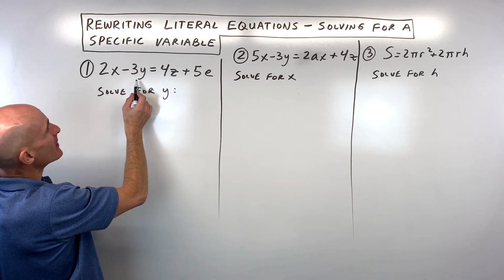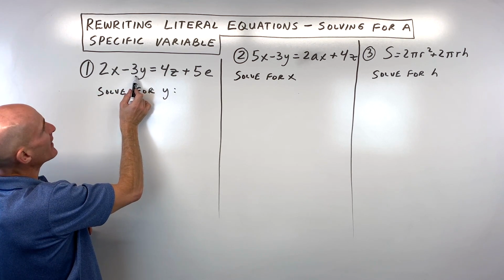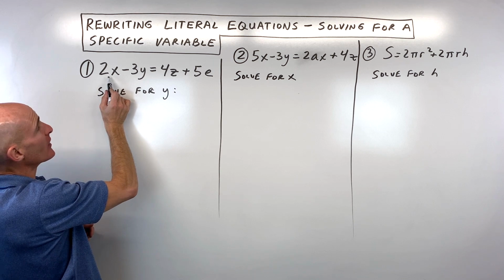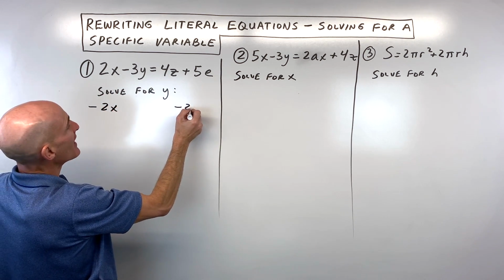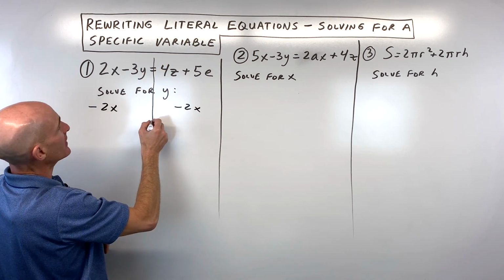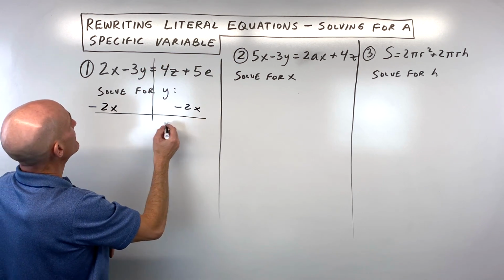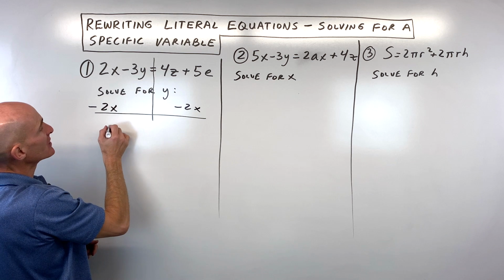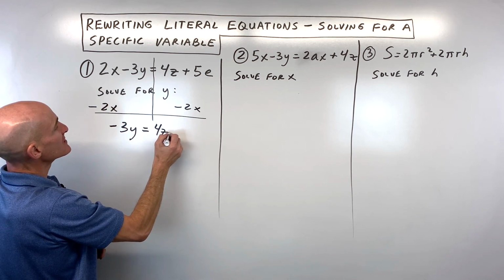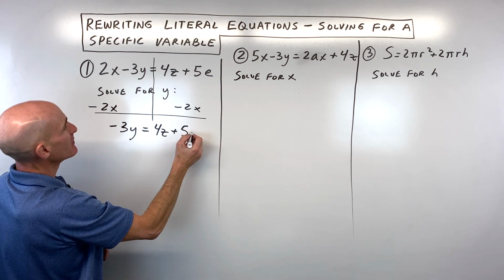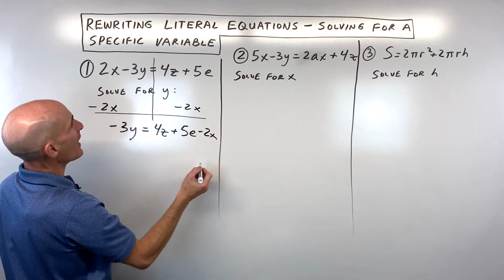So I would say to myself, what's furthest away from this y? It would be this 2x term, right? So what I'm going to do is subtract 2x from both sides of the equation, right? So if I do that, the 2x's are going to cancel. We're going to get negative 3y equals 4z plus 5e minus 2x.